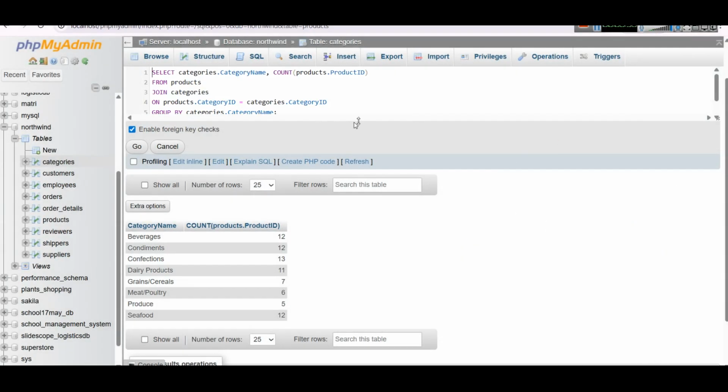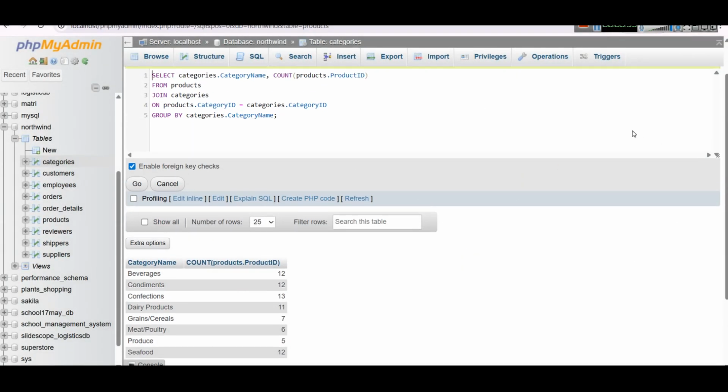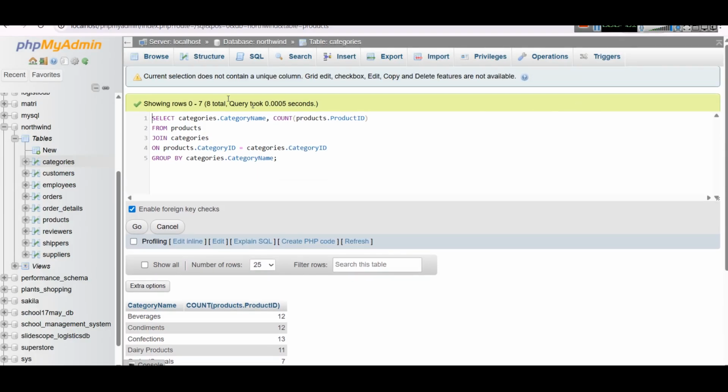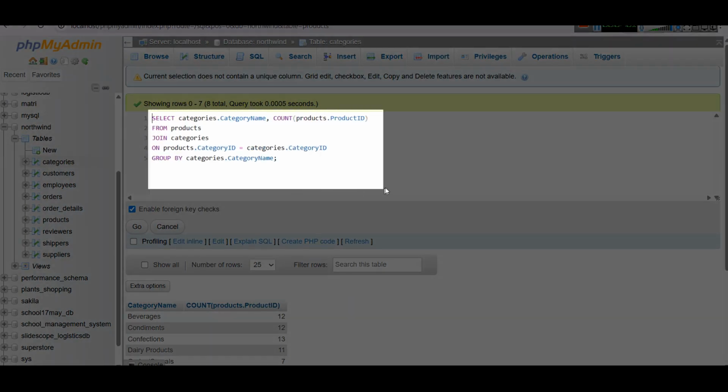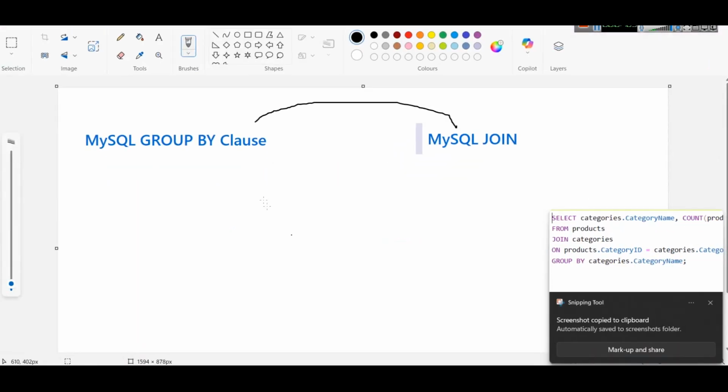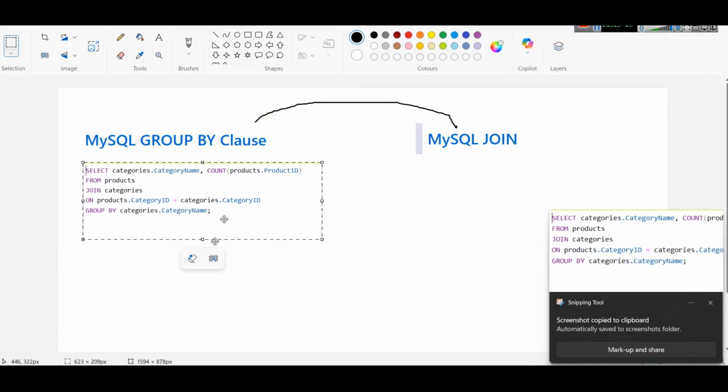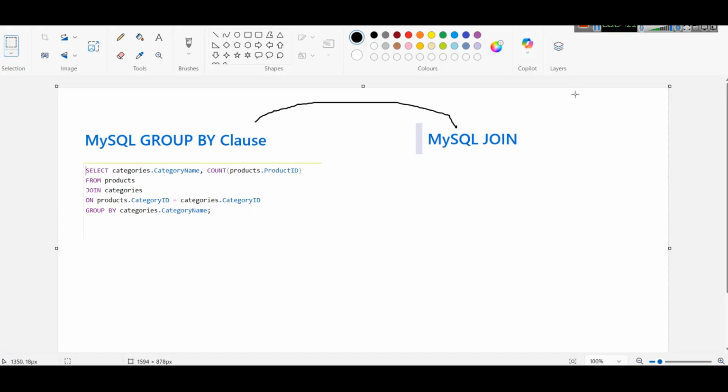Let me take a better screenshot. So when you run this query, you will first be able to select two different tables, then group data, and then you will be able to join.